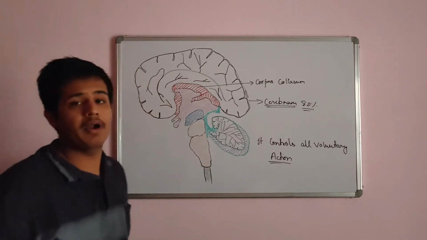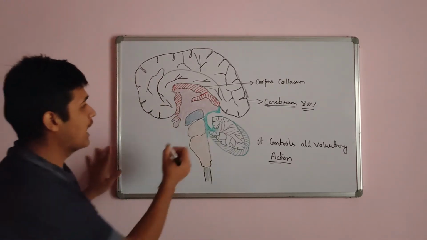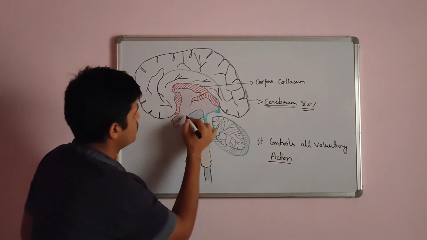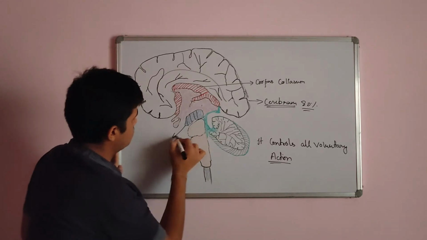Now we come to the second part of forebrain, that is thalamus. So thalamus we find somewhere just next to this midbrain. So this small section is midbrain.